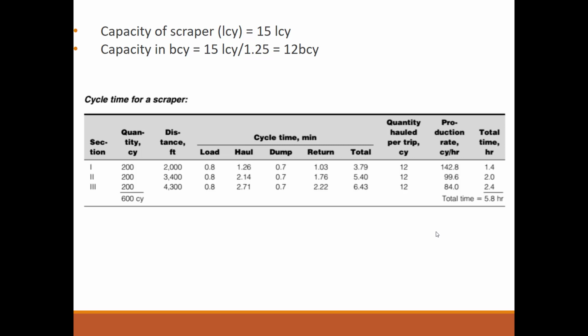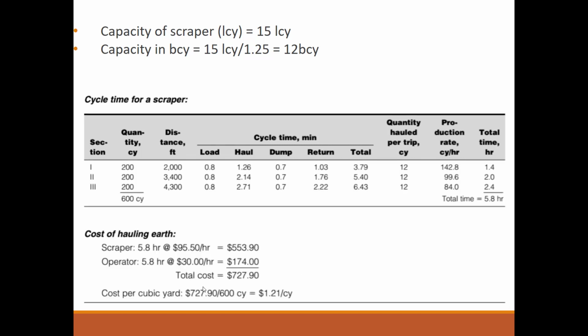Now, the question asks you what would be the cost. Well, okay, if I know that it takes 5.8 hours to do the cut and the fill, then I'm going to be using the scraper and the operator for the entire 5.8 hours. Give me the rate for the scraper and the rate for the operator, and I'm going to get you the cost. This would be the total cost for this piece of the operations, hauls 1, 2, and 3.